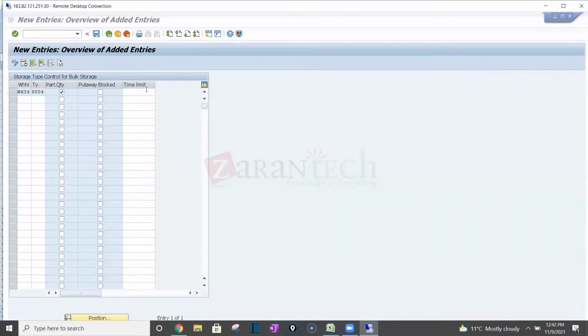Okay. But if you set up the put away block now, for example, will the put away be blocked even now, or will it allow it? Please understand, it applies on the first stock removal. That is the logic. That is the criteria.